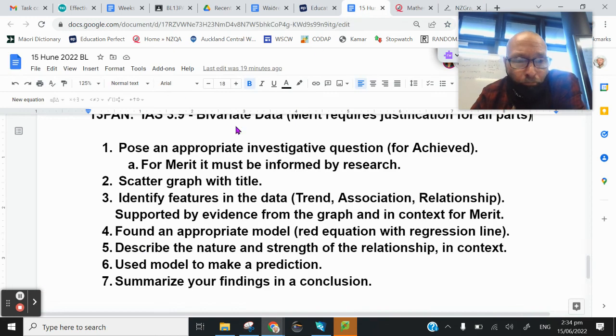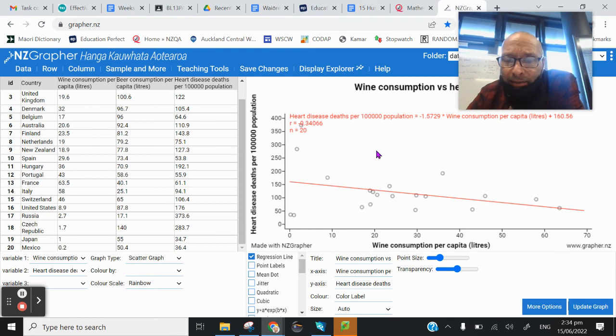And the last part, using your model to make a prediction. What we're going to do there is we don't have any data on 10 liters. So what you're going to do is you're going to take 10, put it in for wine consumption. So 10 times negative 1.5729 would be negative 15.729, plus the 160 is about 145. So if you were to put that 10 in, up to the red line, and over, that's right around 145.